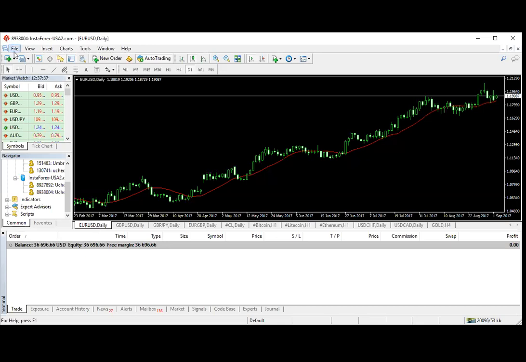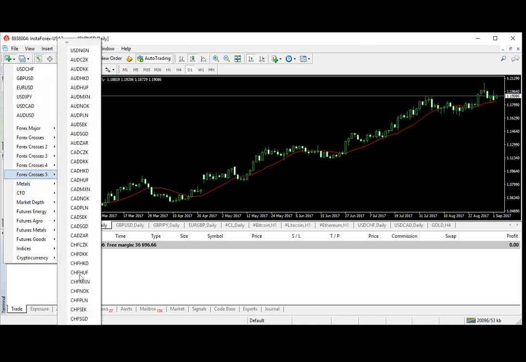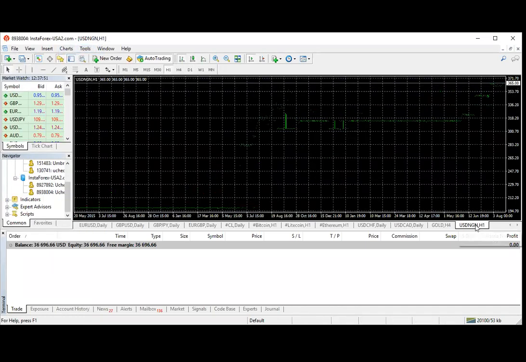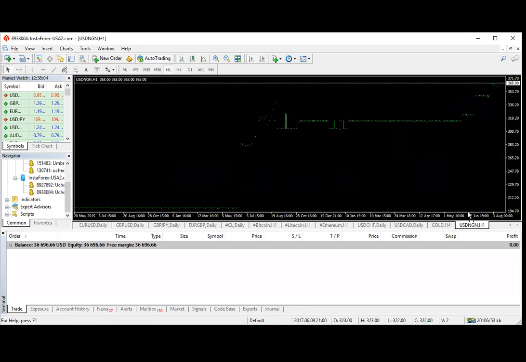For example, if you want to trade Nigerian naira, you can go down here. You will see Nigerian naira is somewhere here. Let me try to bring it up for us. Look at it. This is Nigerian naira versus US dollar. The current price now is $365 per naira. This is our Nigerian naira.